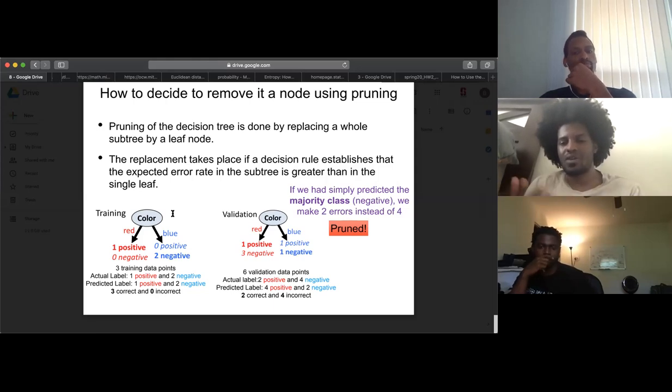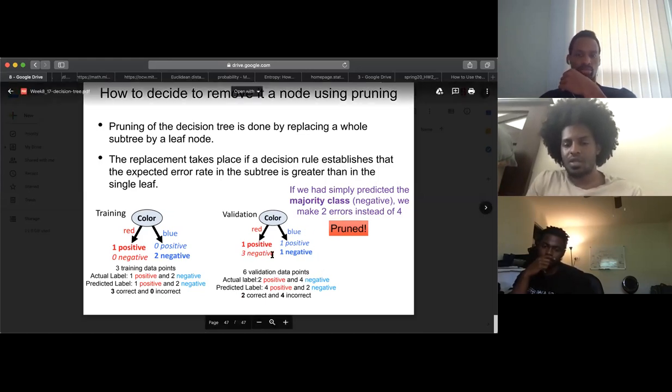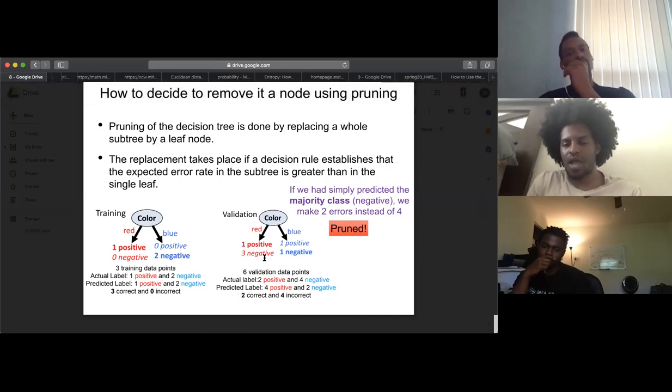Now we take the rest of the data we had for the validation set, and we run it through the tree. You see that you had 1 positive and 3 negative, and 1 positive and 1 negative. So out of 6 validation points, 2 of them are actually labeled as positive and 4 are labeled as negative, but your predictions said that there were 4 positive and 2 negative. That means you had 2 correct answers and 4 incorrect answers. As a result, you would want to prune this branch. You would want to get rid of it because it has more errors.